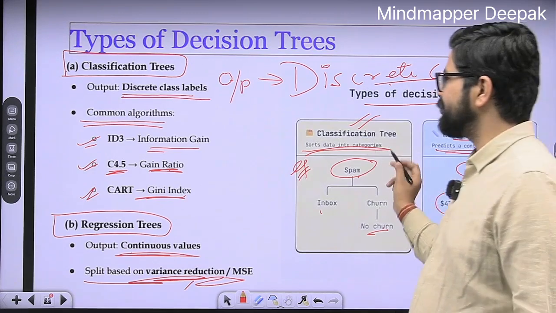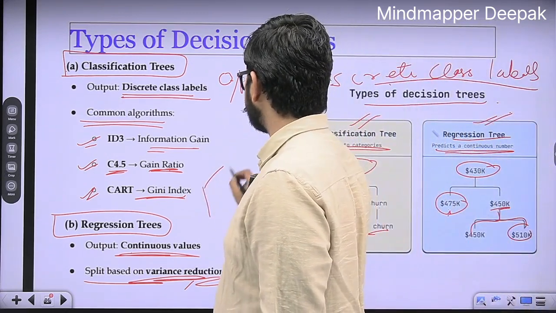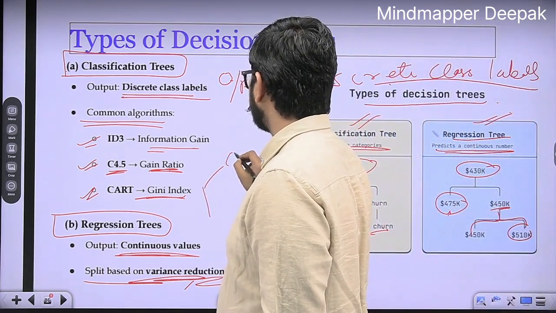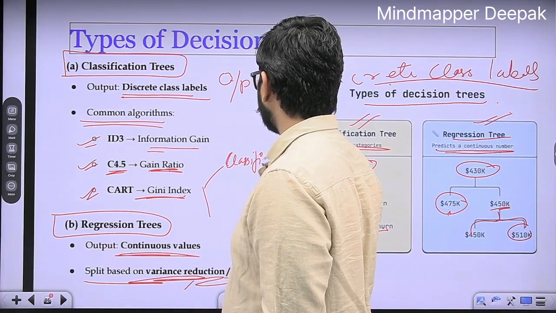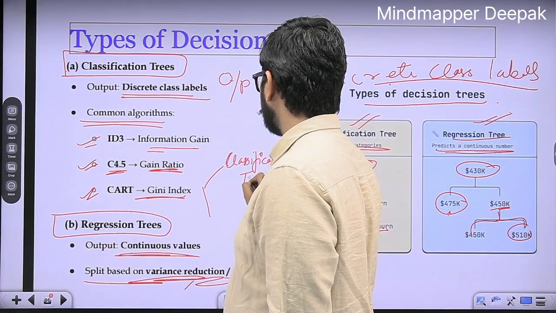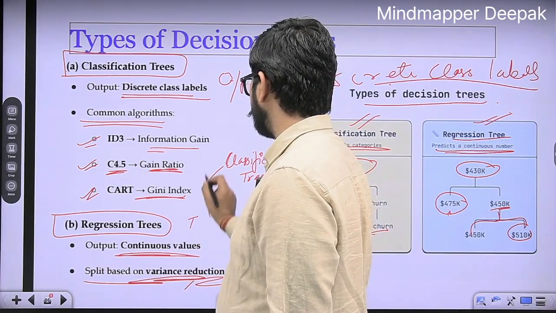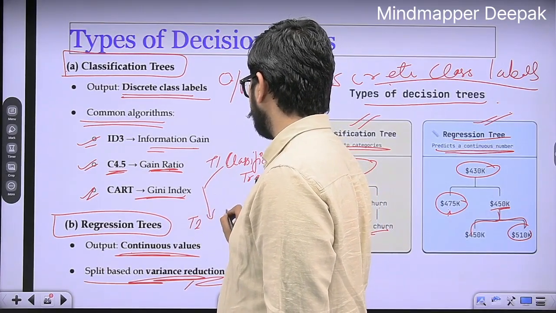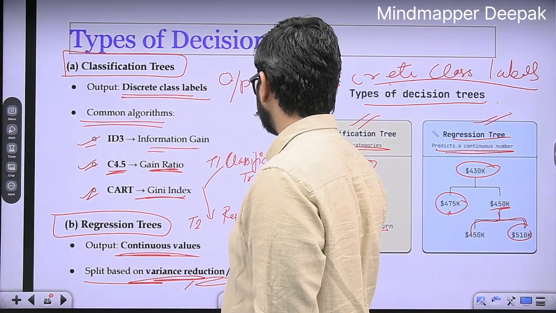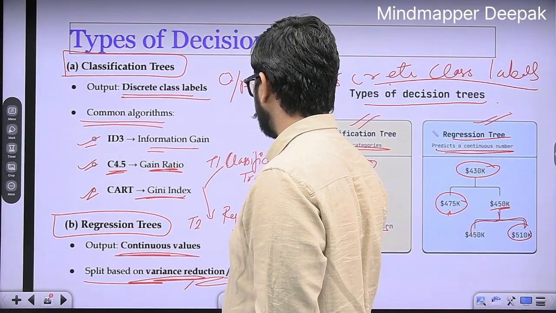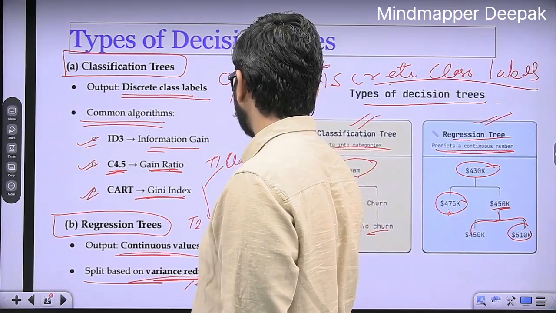So that's why we have the two major classifications. One is the classification tree, this is type 1, and type 2 is the regression tree. Okay, I hope till now the things are clear to everyone.